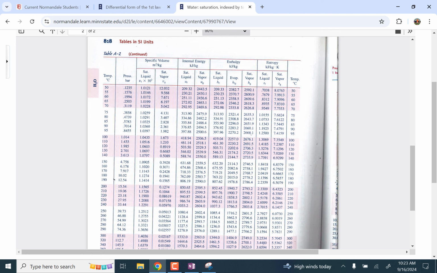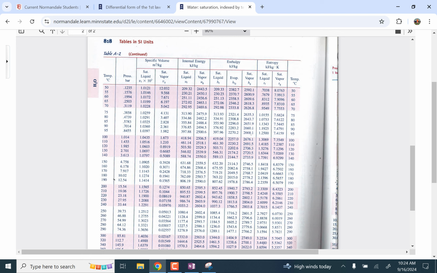And now notice, here are the variables that occur in these tables. Specific volume, so that tells you how dense it is. Internal energy, and that's a specific internal energy. Enthalpy and entropy, which we haven't talked about yet, but we will. And notice that in each one of these, there are 2 columns. So we're talking about water, but you have different values depending on whether you're looking for a saturated liquid or a saturated vapor.